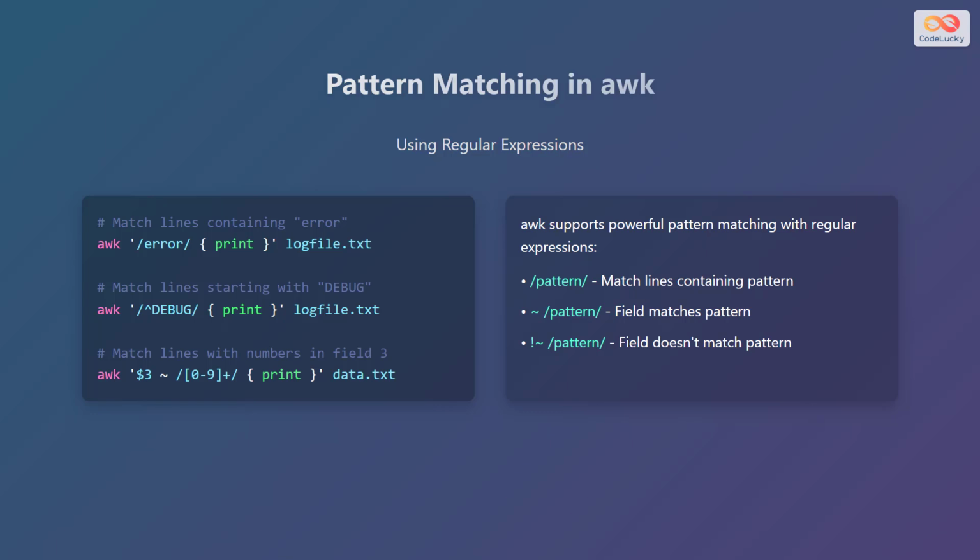Awk supports powerful pattern matching with regular expressions. For example, to match lines containing the word error in a file named logfile.txt, the command is awk '/error/ {print}' logfile.txt. To match lines starting with debug in the same file, the command is awk '/^debug/ {print}' logfile.txt.